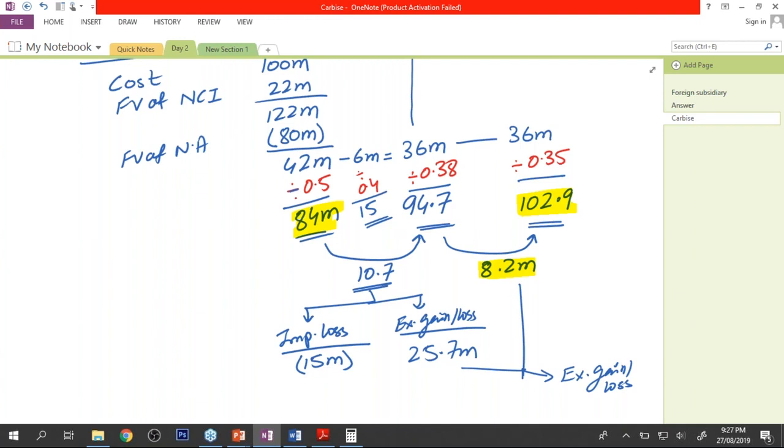Arbaz is saying, sir, please explain the entry of investment debit P&L credit of 25.7. It's basically goodwill debit and OCI credit by 25.7. Arbaz, the exchange gain or loss will be taken to OCI of 20x5.